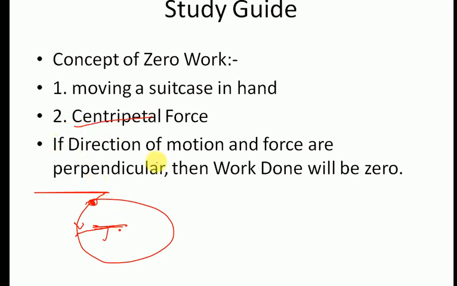Next, the motion of the body is always along the tangent. And the direction of the centripetal force is towards the center. They are always 90 degrees to each other, so in that condition the work done is also zero. These two examples can be asked in the RRB CBT 2.